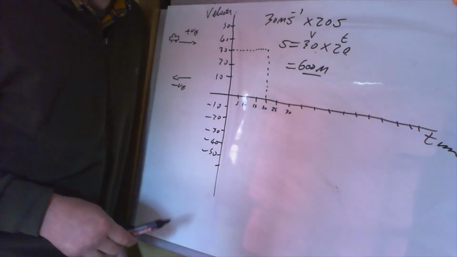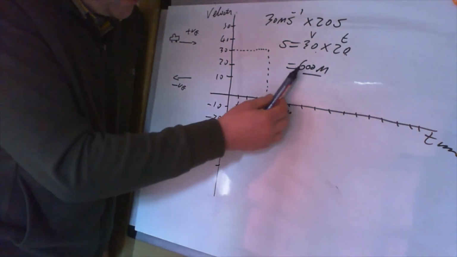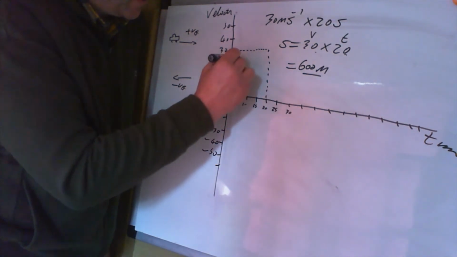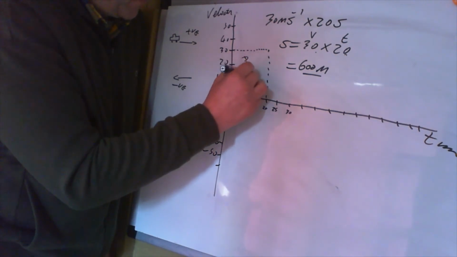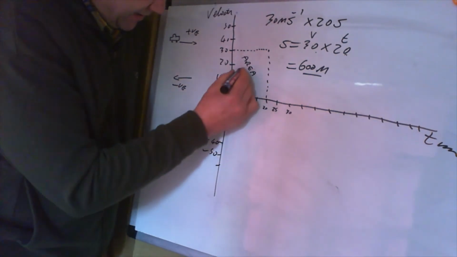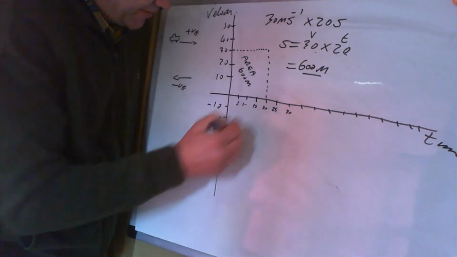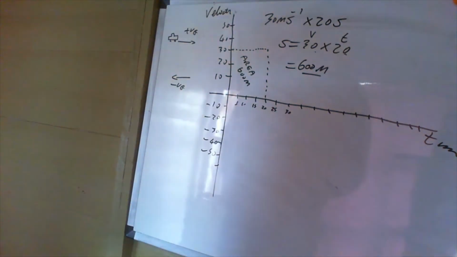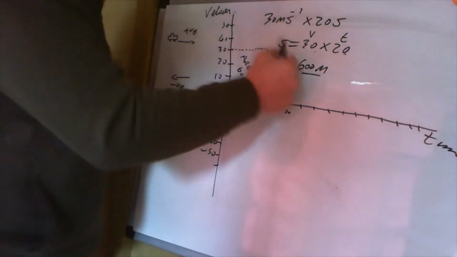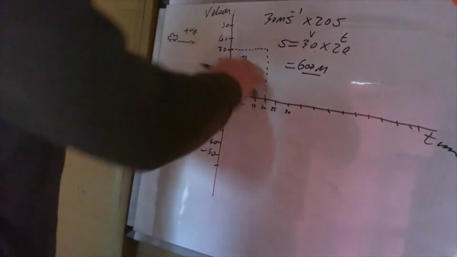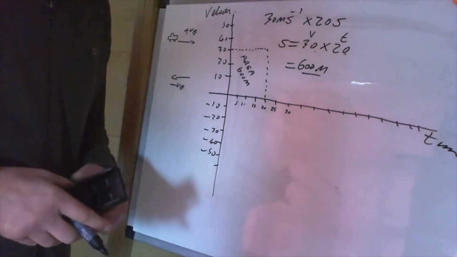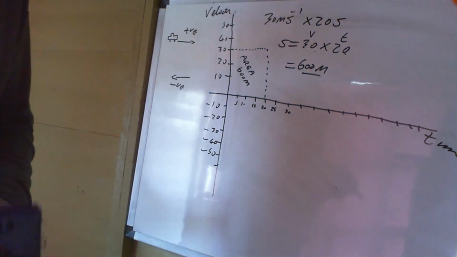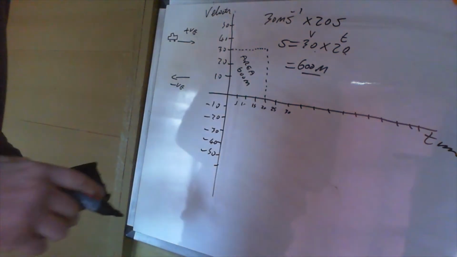And what I was saying to you the other day was, if you notice something about that, 20 times 30 is the area under here, in there. That's 600 meters. So if we do a velocity time graph and we find the area under the graph, that means we can work out how far it went. We can work out its distance travelled, and we can work out its displacement.